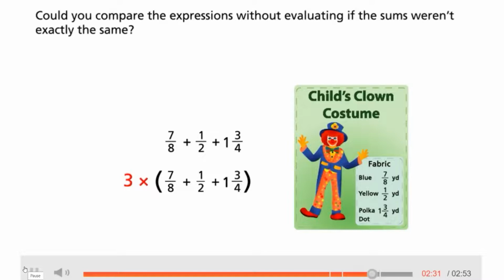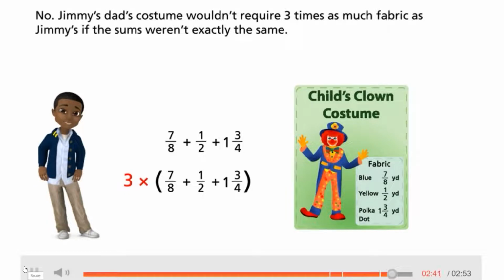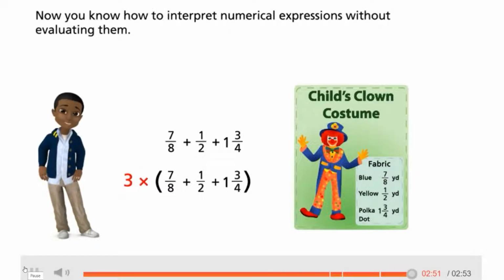Could you compare the expressions without evaluating if the sums weren't exactly the same? Select your answer. No, Jimmy's dad's costume wouldn't require 3 times as much fabric as Jimmy's if the sums weren't exactly the same. Now you know how to interpret numerical expressions without evaluating them. All right, let's go ahead and take a look at our notes and guided practice. So here we saw that we can compare equations without actually solving to find the actual answer.